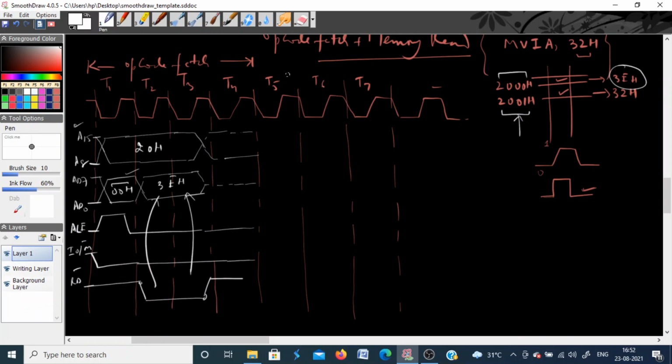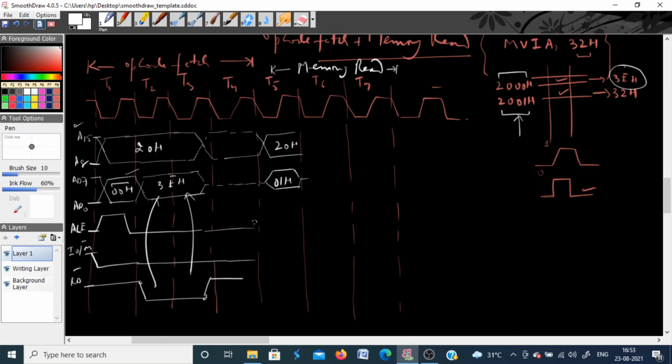Now what will happen in T5? The second cycle will start from T5, which is now memory read. It means in this case the processor has to read data from the memory and place this data in the accumulator. So again the process is the same. The processor will first place the higher-order address on the higher-order 8 bits, that is again 20, of course. On the lower 8 bits it will place the lower address, that is now 01H.